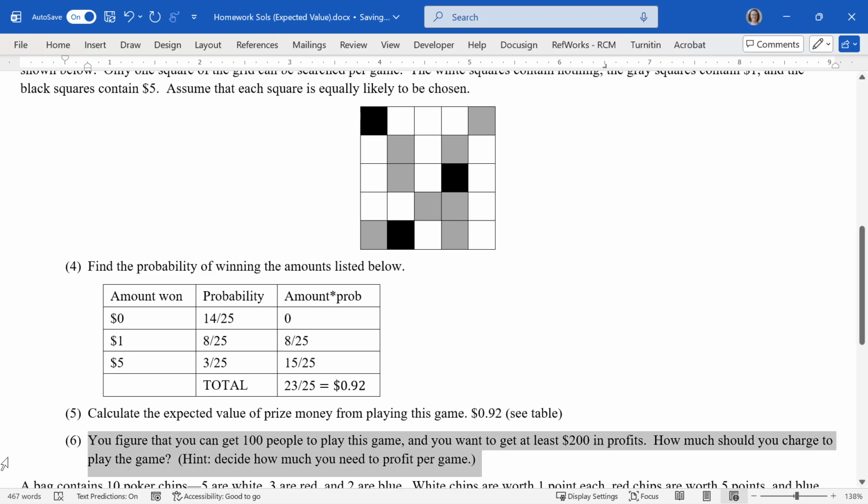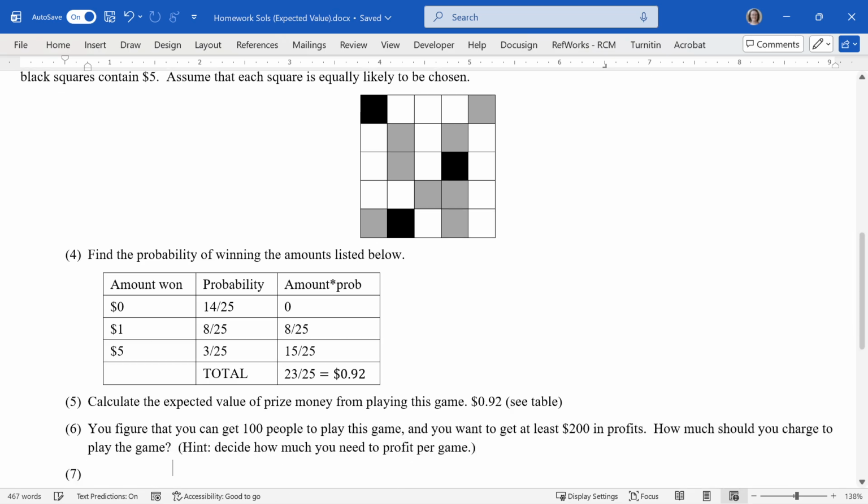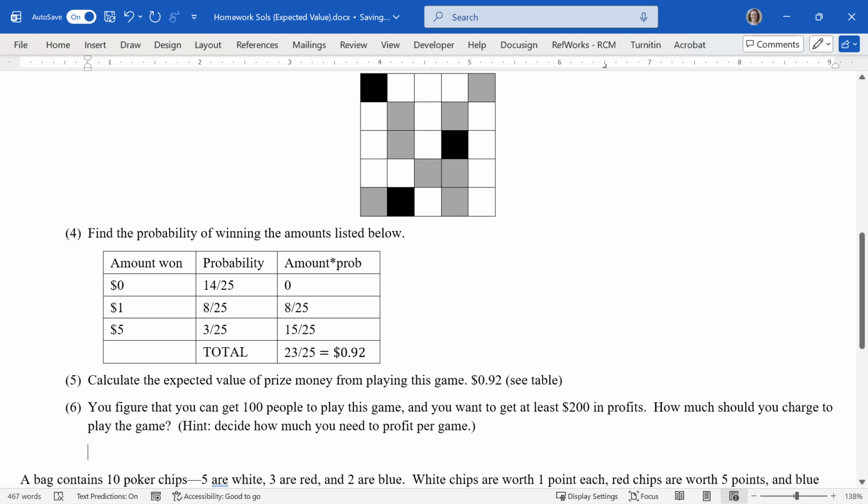And then for number 6, you figure you can get 100 people to play this game, and you want to get at least $200 in profits. How much should you charge to play the game? Okay, so you're doing this charity fundraiser, you want to get $200. You think you can get 100 people to play. How much do you need to charge them? So what you've got to figure out here is how much do you need to profit per game? So if you need $200 in profits and you think you can run the game 100 times, then how much do you need to profit per game?